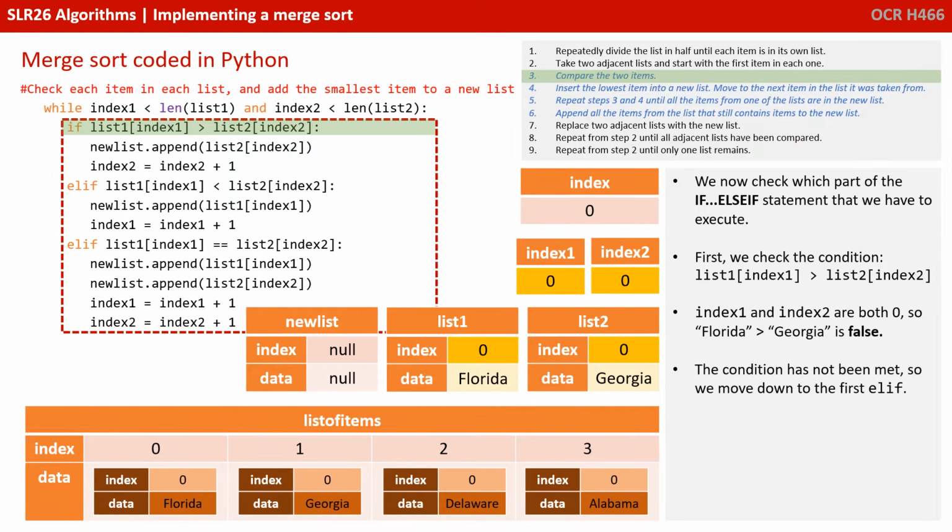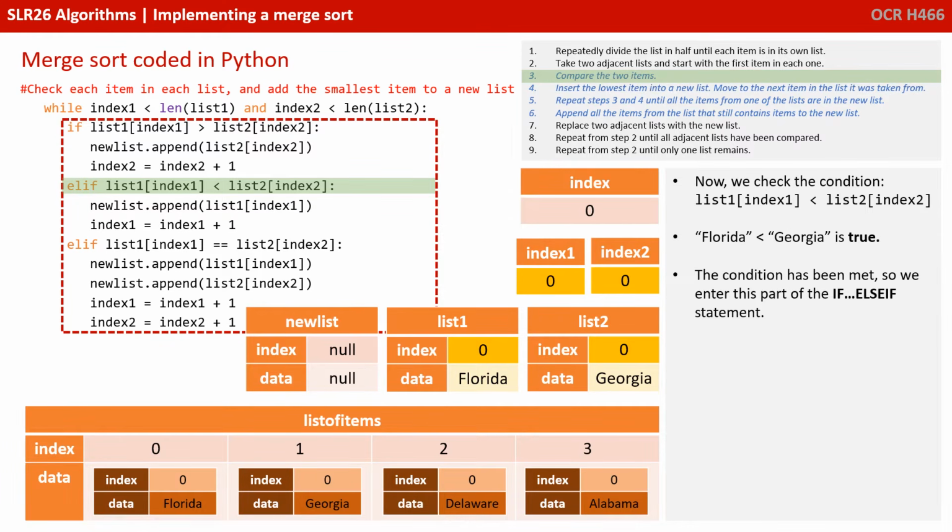We now check which part of the if-else-if statement we have to execute. First, we check the condition list 1 index 1 greater than list 2 index 2. Well, index 1 and index 2 are both 0, so what we're asking here is Florida greater than Georgia? Well, that's false. The condition's not been met, so we move down to the elif section.